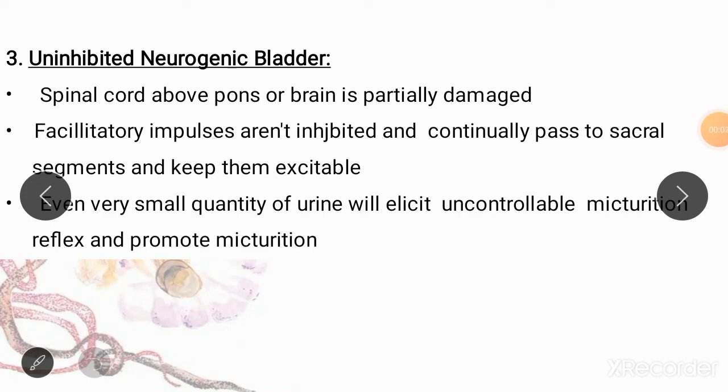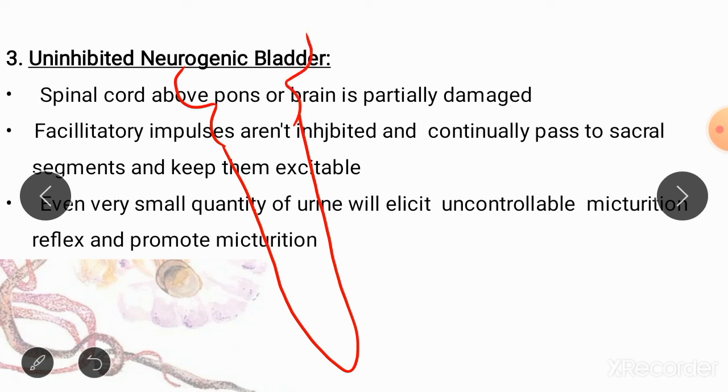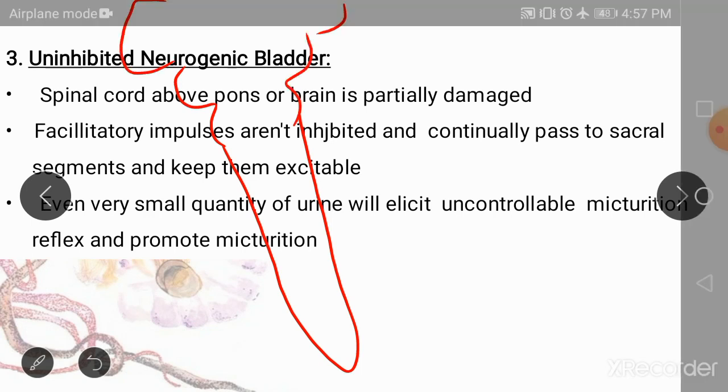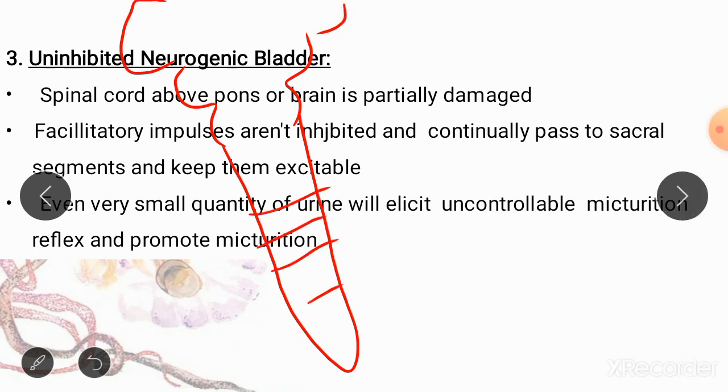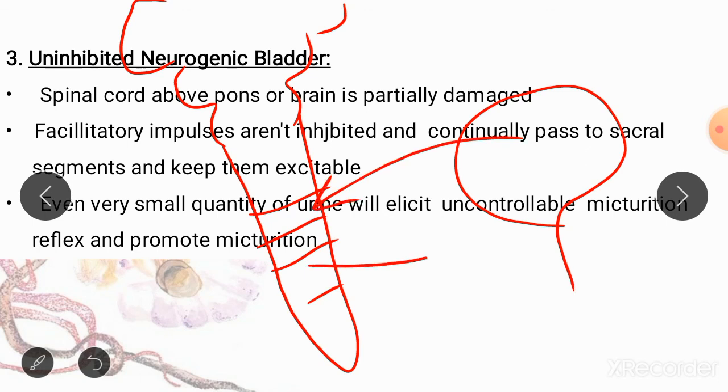So now let us move on to the third type of bladder, which is known as the uninhibited neurogenic bladder. So in this kind of neurogenic bladder, there is no damage to the spinal cord. In fact, the damage lies at the area of pons or higher centers such as the cortex. अब इसमें होता क्या है कि the spinal segments S2 and S3 are absolutely fine. They can receive sensory signals from the bladder and can also send the motor signals to the bladder for contraction without any problem. The only problem is that these facilitatory signals are not under the check and balance of the higher centers like the pons and the cerebrum, and they are not inhibited.